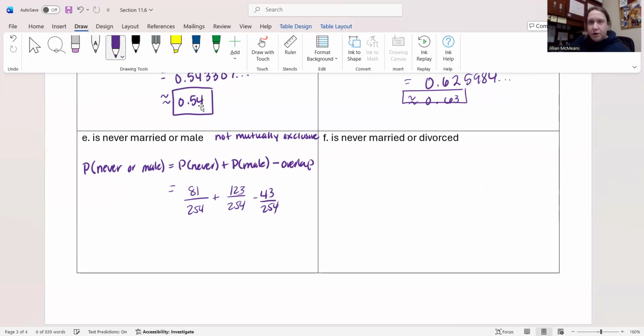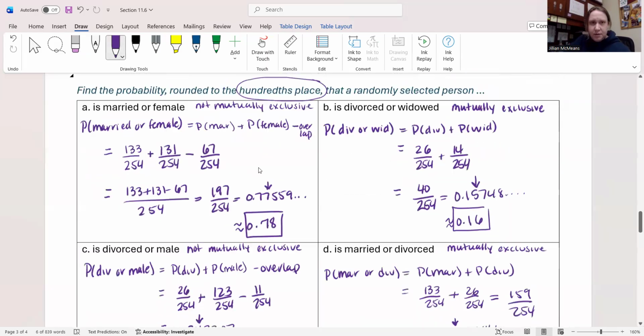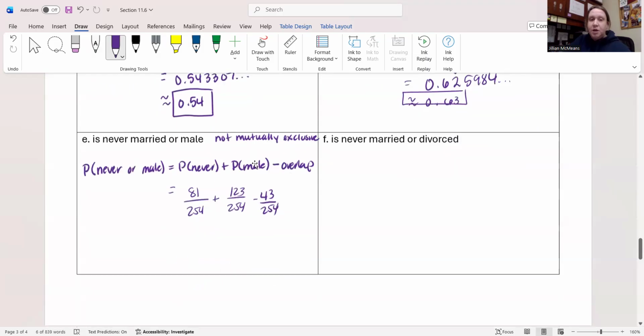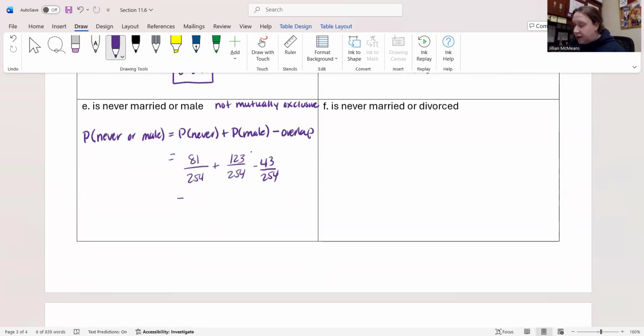Let me double check that 43. I think I have that right. Yeah, 43. Okay. So let's first see what 81 plus 123 minus 43 is. That's 161. And when I divide that by 254, I get 0.633858. We're looking at this first 3 right here. To the right of that, I have another 3, which tells me to round down. So this one rounds to 0.64.